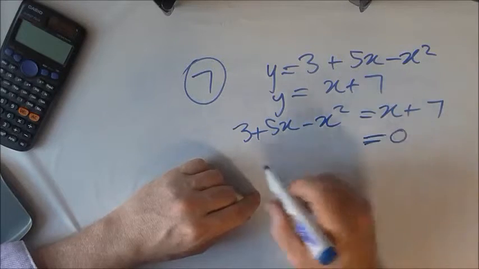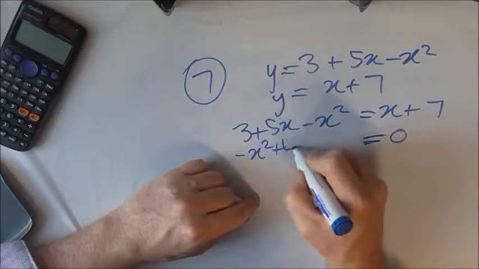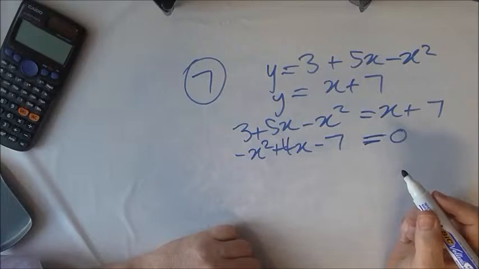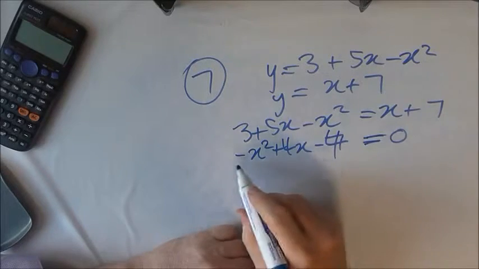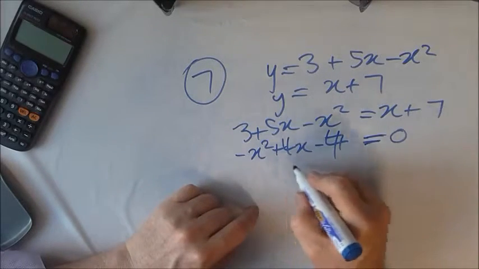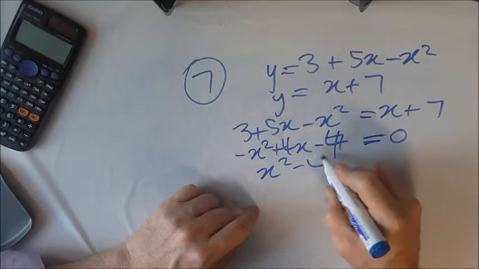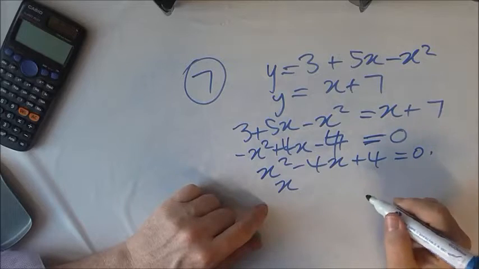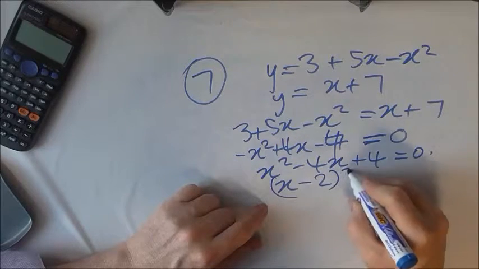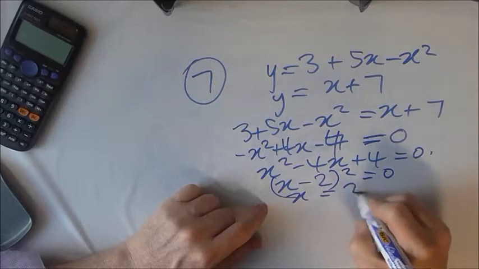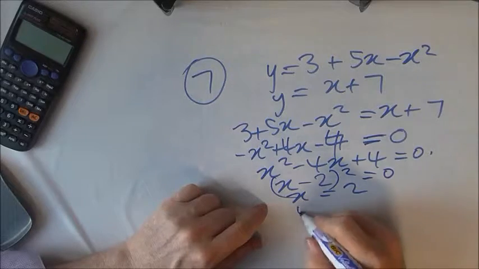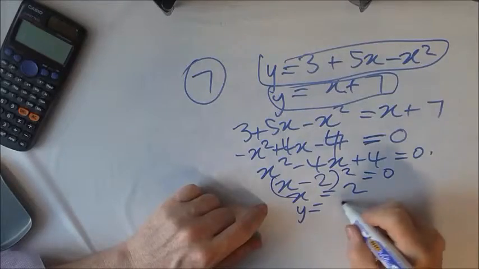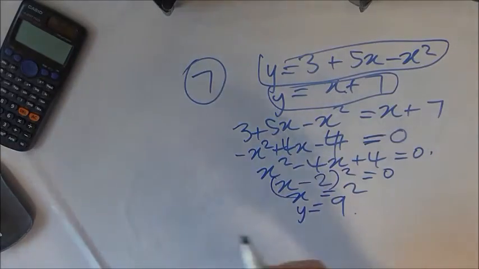Going to take away x from both sides. Take away 7 from both sides. Oh wait on, that should be a 4. That's chocker with negatives, so I'm going to times everything by -1. So x equals 2, and therefore y equals, could use that, this one's simpler, y equals 9.